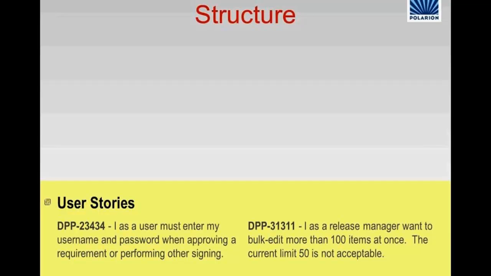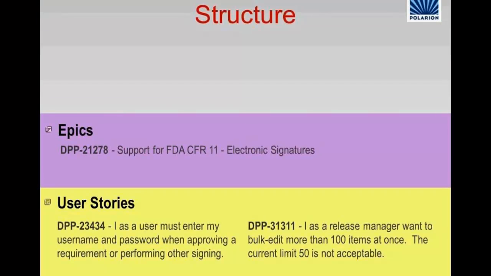We were saying that at the end, the product backlog is just a set of user stories. We have these two examples, like: as a user I must enter my username and password when approving a requirement or performing other sign-in. So we have a set of increments that speak in the user story way. If I need to be sure that there is something like a minimal marketable feature scope, I need to understand the stories from a bigger scope.